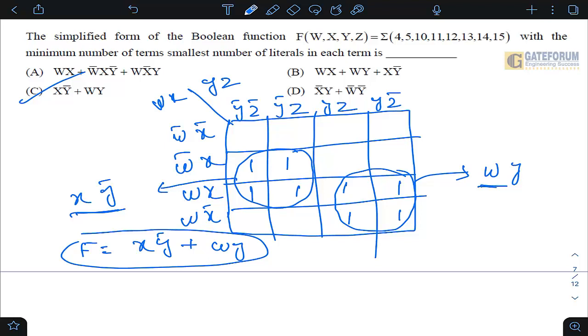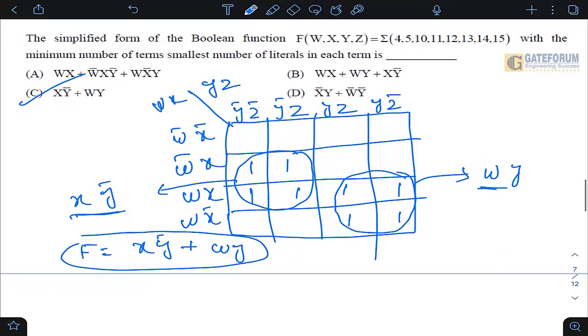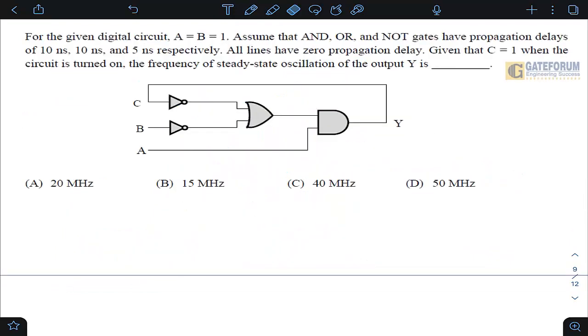So C is the right answer for this question. Very simple and straightforward question. Answer is option C. This question was asked in GATE 23 of instrumentation. This is from digital subjects and from the logic gate topic.